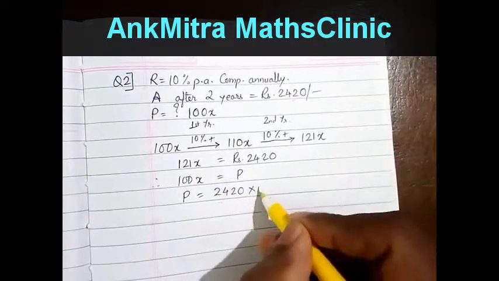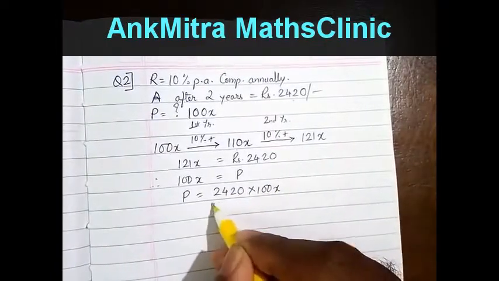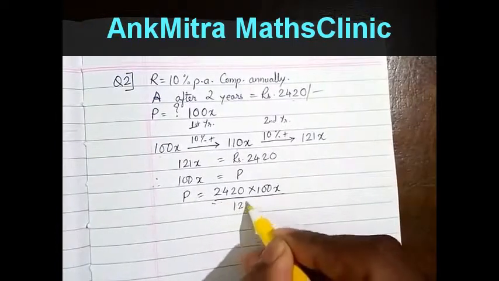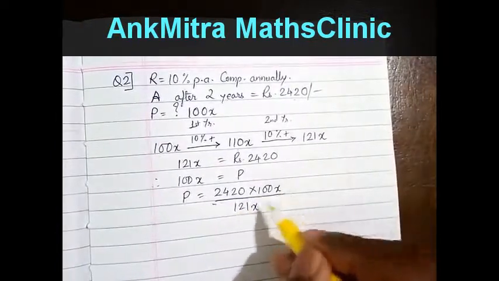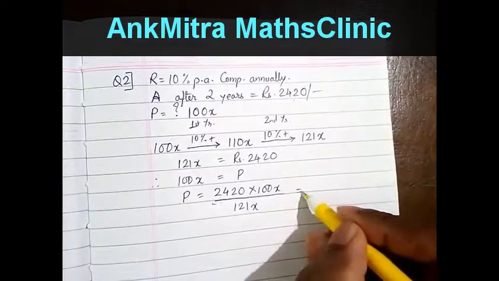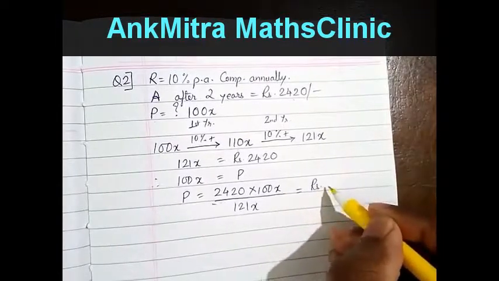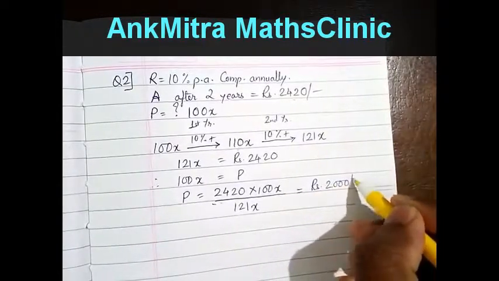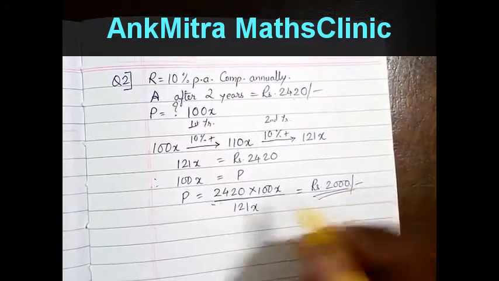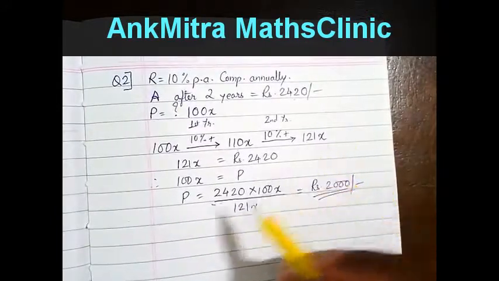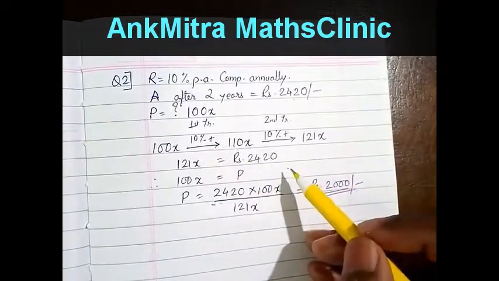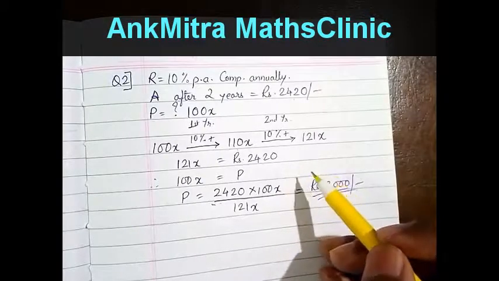2,420 multiplied by 100x upon 121x. So simplifying this, we get P as rupees 2,000. This is the principal that we need, and this method I find it much easier than the usual method, isn't it?